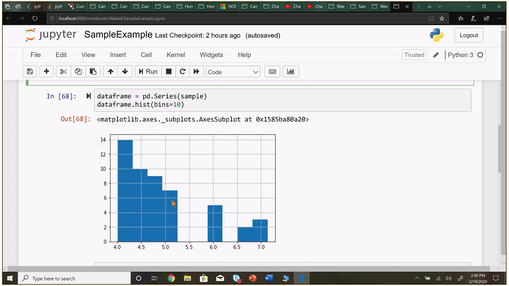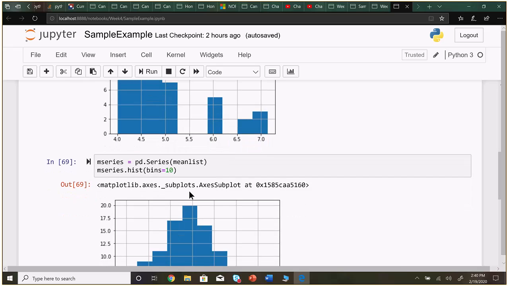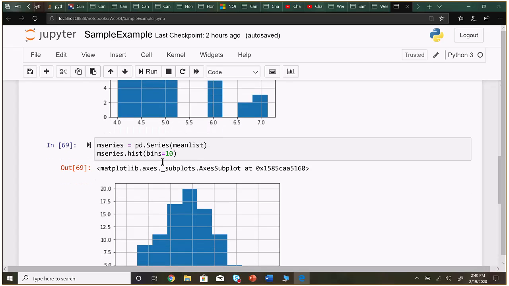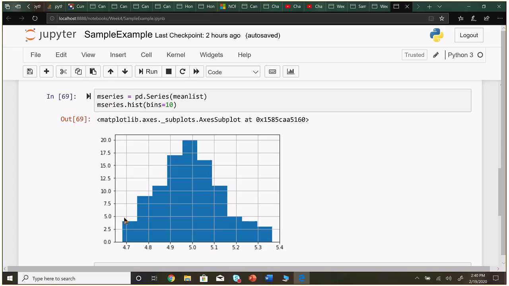Does that distribution look normal? No. It's higher up here and tails off as you go this way. Now, I took all of the means and put them together in one data frame, and I graphed those. And this looks a lot more normal. Again, it's not going to be perfect, but it's pretty close to a normal distribution.